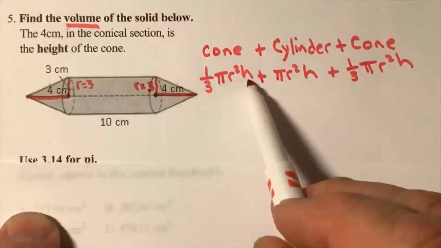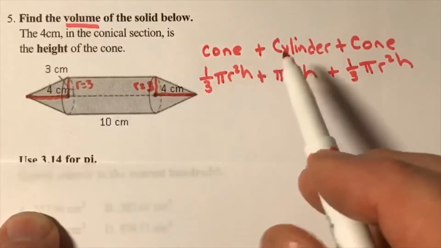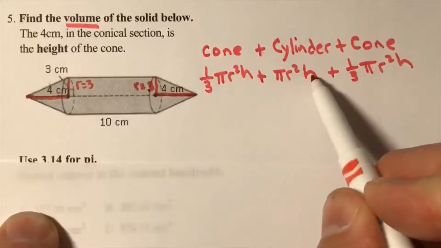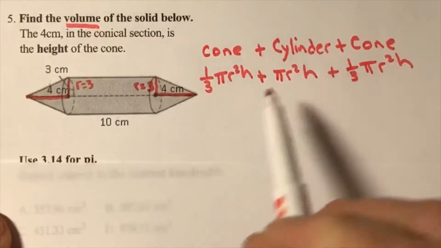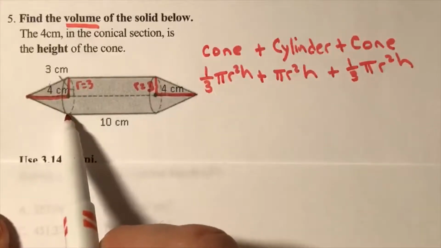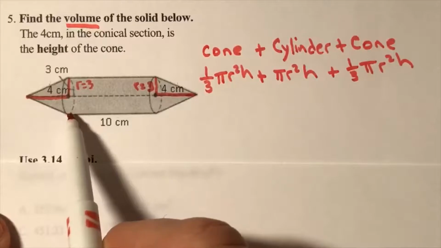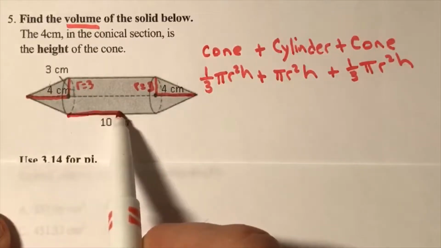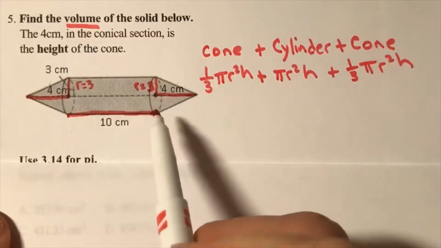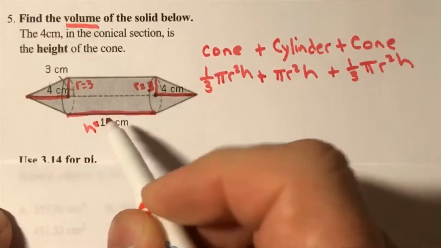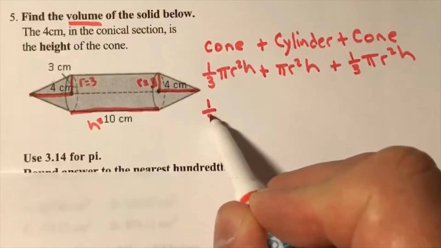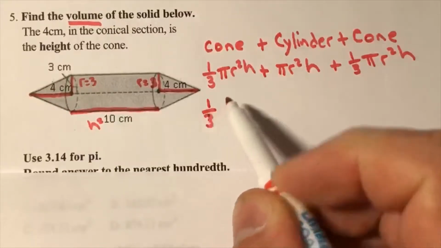The height of the cone is going to be different than the height of the cylinder. Let's make sure we know where the height of the cylinder is. Remember, it goes from the base at one end of the cylinder to the other base. This is the height for the cylinder. The more organized you are, the easier this will become.